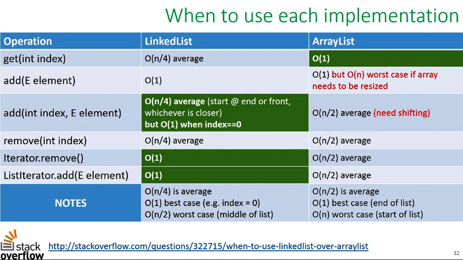What about remove? So this one, again, like get and like add for the linked list, O(n/4) on average. Okay, so start at the front, start at the end, etc. The difference is less critical here between linked list and array list. You can see that the implementation in array list is going to be big O(n/2) on average, so a factor of 2 between the two. Okay, so that matters, but in the grand scheme of things, it really doesn't matter that much.